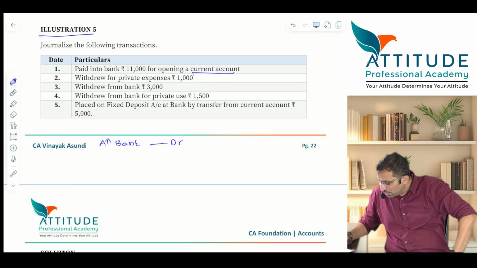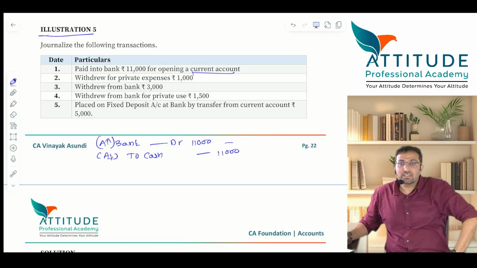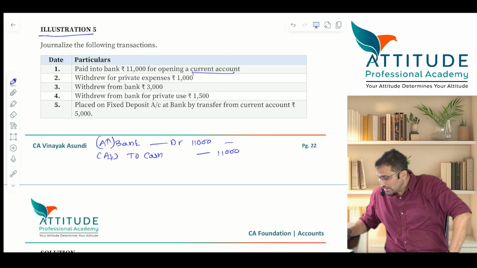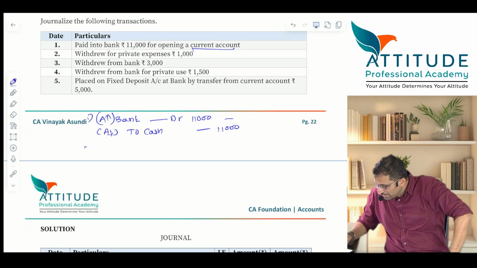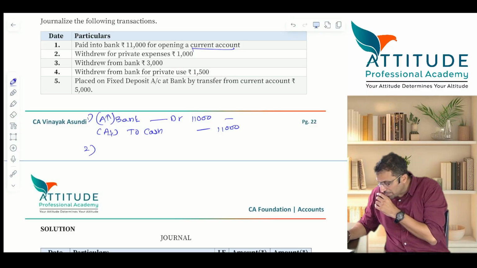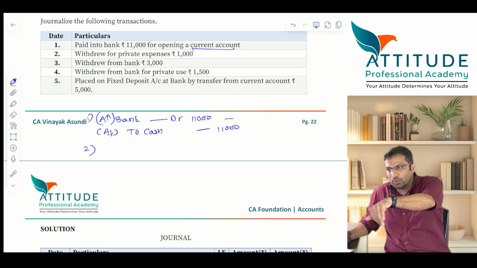Huh? Nityashri, tell me. 2. Nityashri, utralo. 2 cash. Asset reduces. Yes. Second. Withdrew for private expenses. Withdrew means you are not withdrawing from bank. You are withdrawing cash only. Entry.